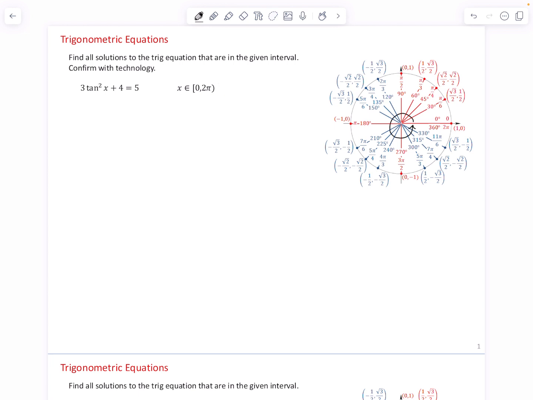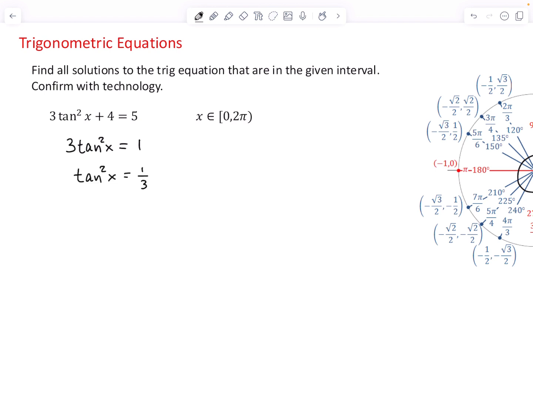That's one complete rotation counterclockwise around the unit circle. Let's begin by isolating the tangent squared. I'm going to subtract 4 from both sides, divide by 3, and then take a square root, which gives me plus or minus the square root of 1/3. Now I can square root the 1 and square root the 3 separately. Square root of 1 is 1, and square root of 3 does not simplify.